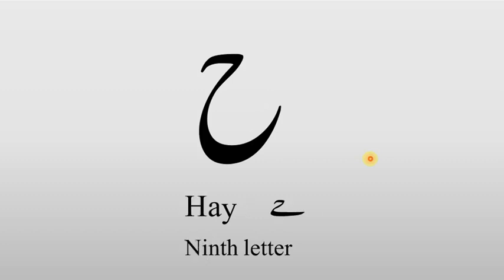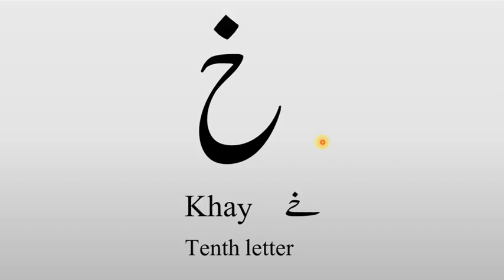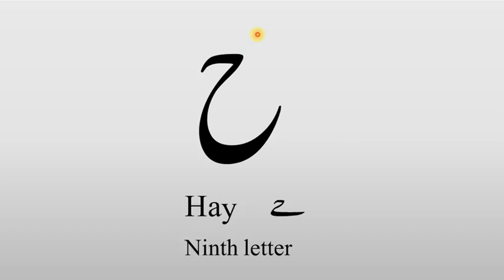Now the next letter is He. This is the ninth letter of the Urdu alphabet. He doesn't have any dot. This is used to produce the h sound. Now this is the tenth letter, and it has a dot above. You can place a dot above He and it will become Khe. You can see this is He, and put a dot above here. It will become Khe.